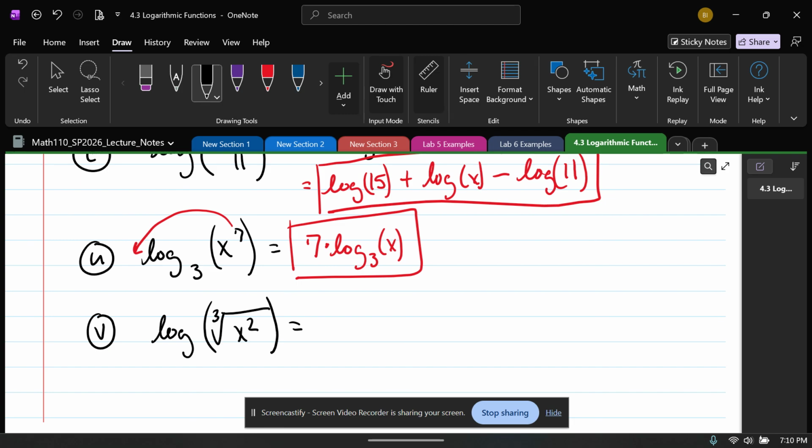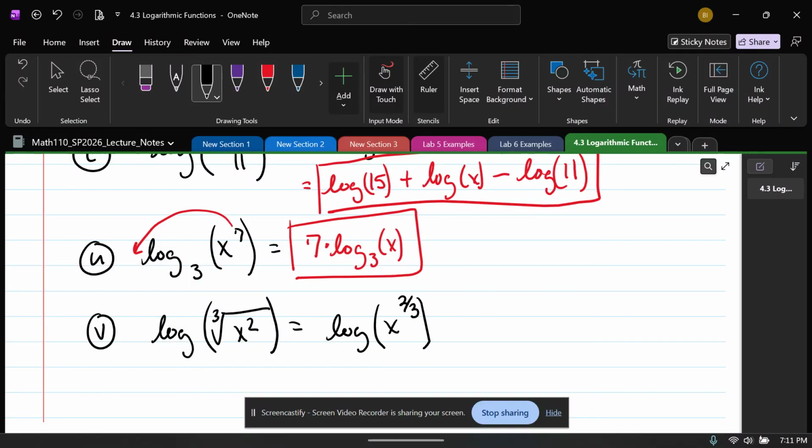I see a radical. Anytime I see a radical in logarithms, you want to think about that as being an exponent. So what is the exponent on the x inside of this logarithm? Right now it's a 2, but it's underneath the cubed root. So it becomes 2/3.